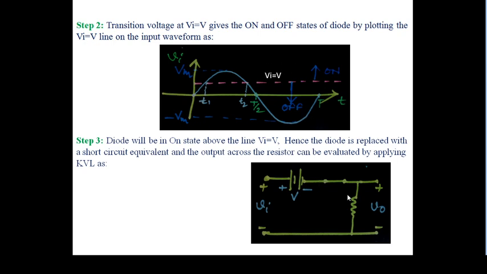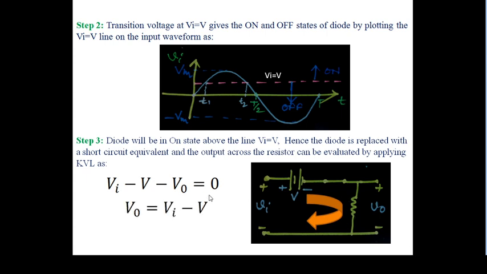So when the diode is on, to find the output voltage across this resistor we simply apply KVL in that loop. So we write Vi minus V minus Vo equals 0. It is clear? Vi minus V minus Vo equals 0, that will give Vo equals Vi minus V, simple. So now the Vo peak value will be, instead of Vi, we could write Vm minus V. This one is the output voltage when the diode is in the on state.